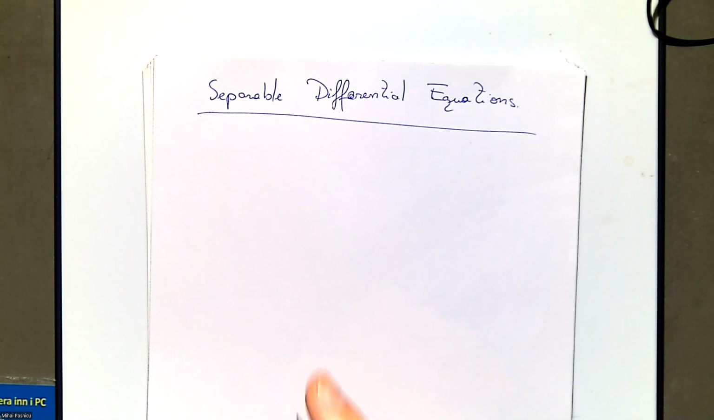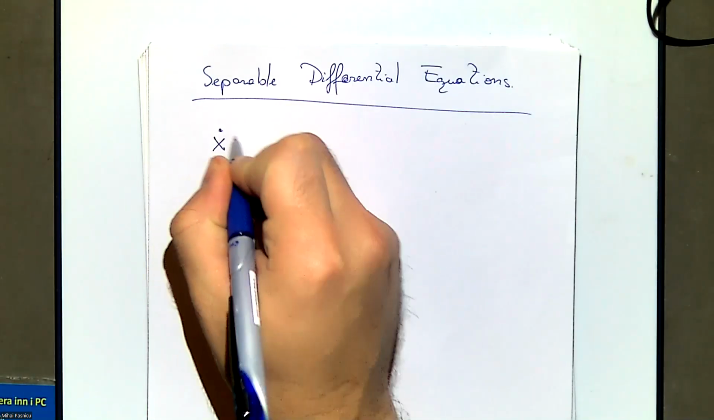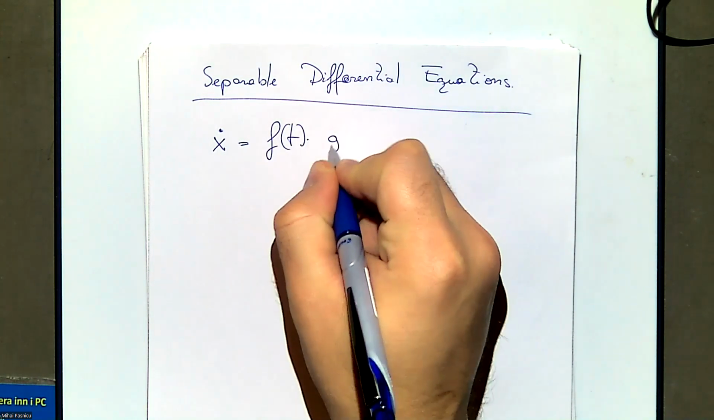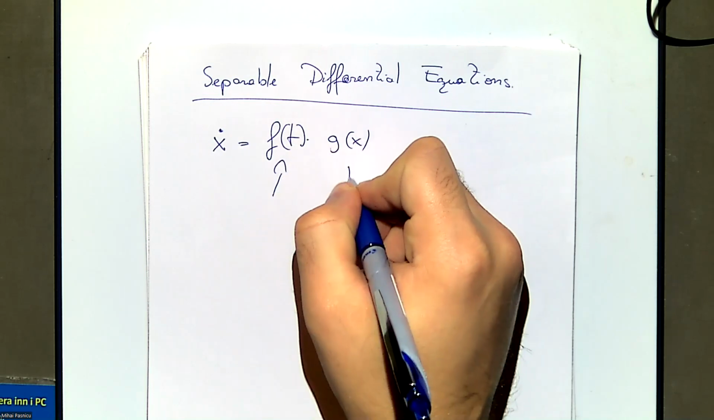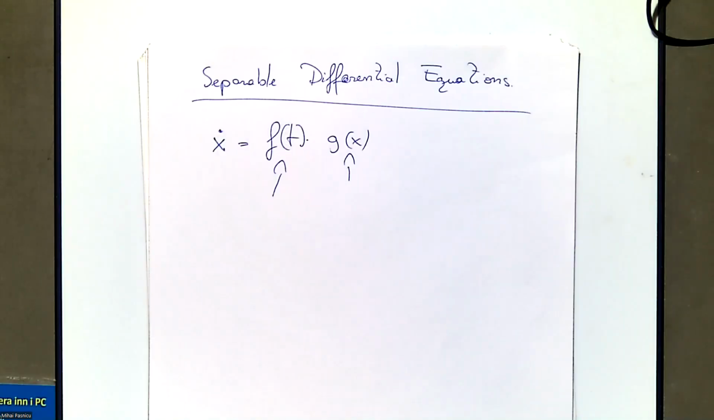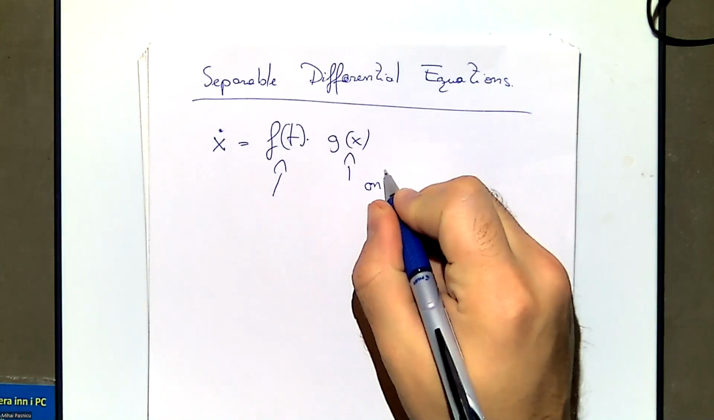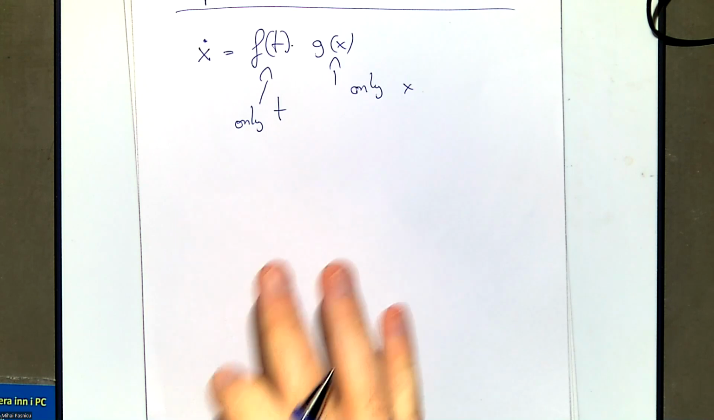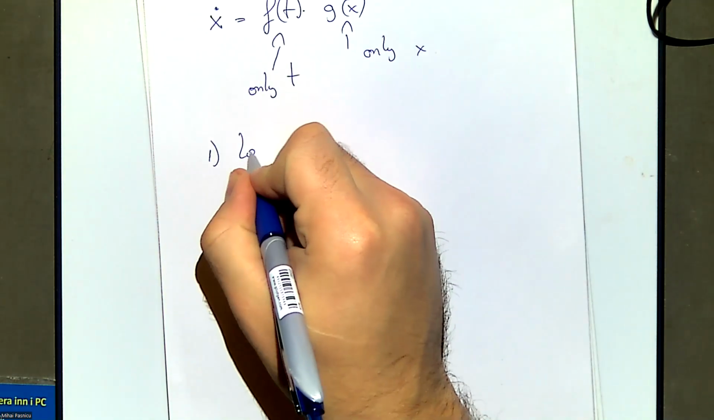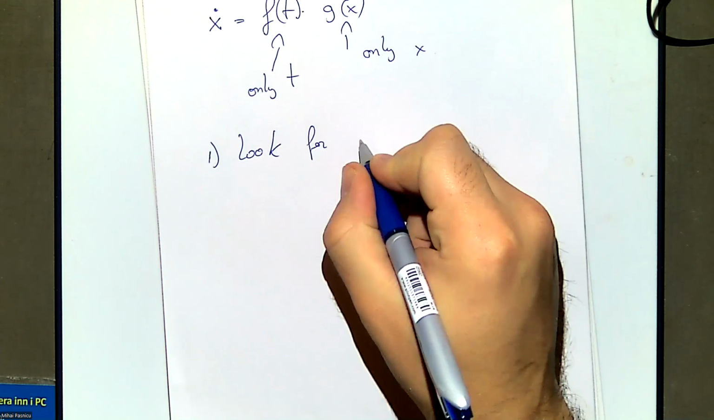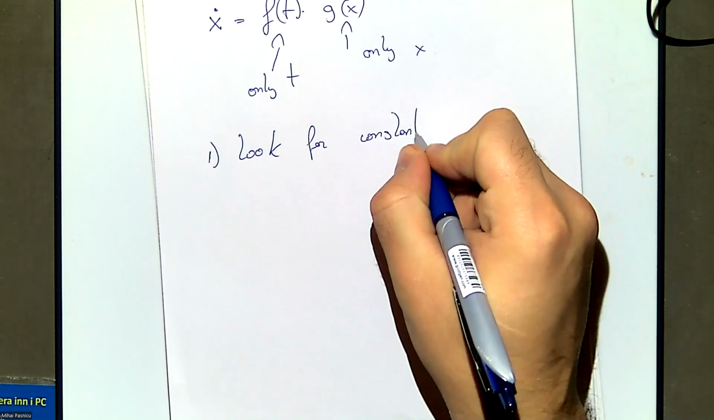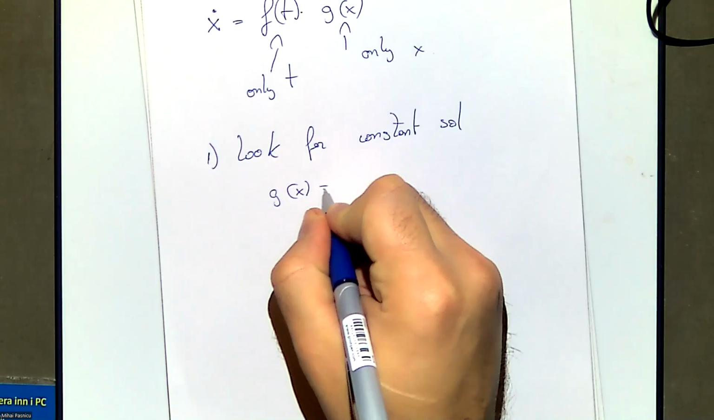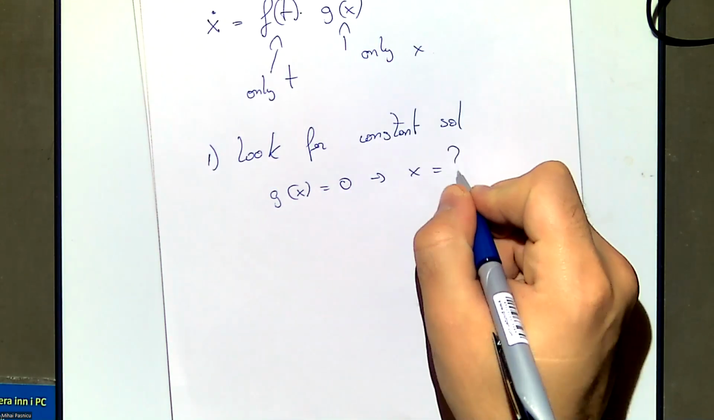The whole idea was basically having this differential equation that looks like this: f of t g of x. The idea is that you could split the right hand side into only x and only t. After this, the next step was to look for a constant solution, which is just a fancy term for putting g of x equal to 0 and getting x equal to something.